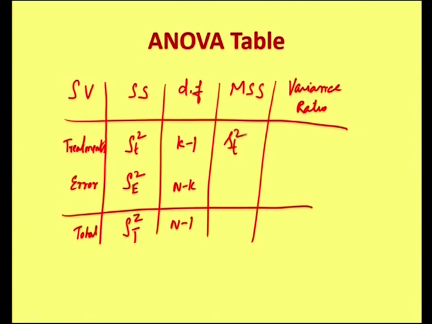obtained by dividing the sum of squares due to treatments by its respective degrees of freedom, and here we have mean sum of squares due to error, and finally the F ratio, which is defined by F equal to ST squared by SE squared. It follows the F distribution with k minus 1, n minus k degrees of freedom.